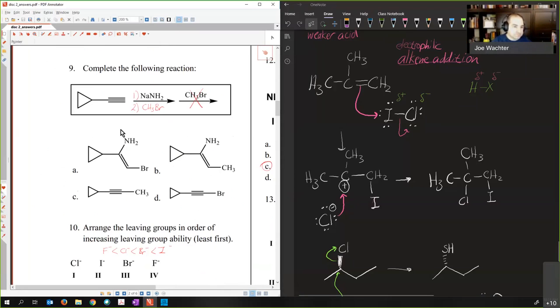So here actually is an example of going from a product to a reactant, like figuring out what's, yeah, we'll do that too. So in this case, we have multiple steps that we have to work through. So first, the alkyne is going to get deprotonated by the sodium amide and NH2, which is a strong base.